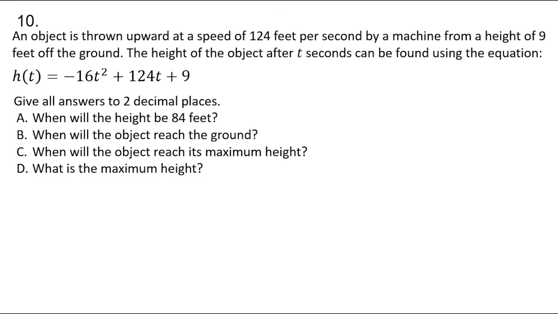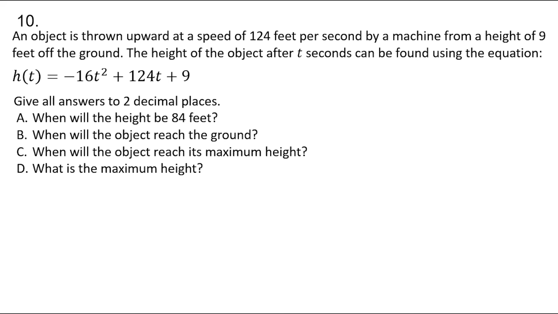In this problem, we have an application problem that is based on your understanding of quadratic functions. So let's first read through the paragraph and look at the details that they give us and then try to answer the questions. First, an object is thrown upward at a speed of 120 feet per second by a machine from a height of 9 feet off the ground. The height of the object after t seconds can be found using this following equation.